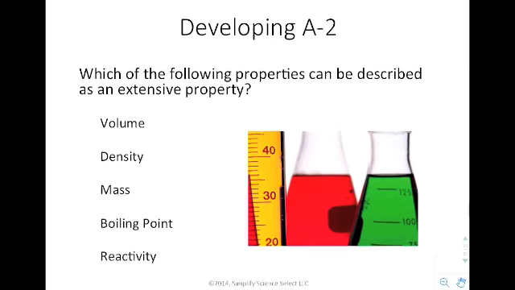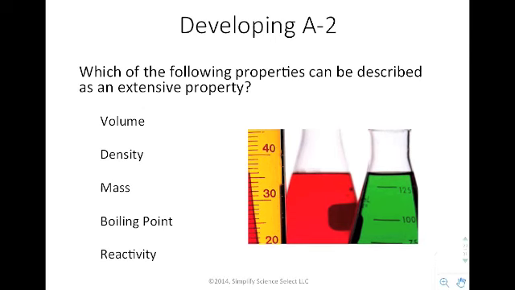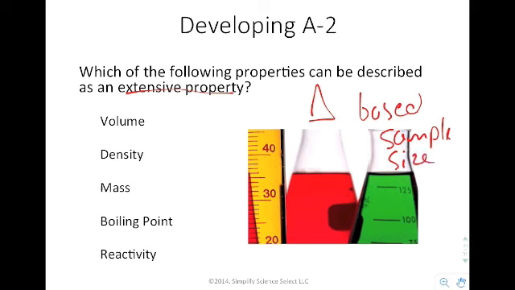Next, it says which of the following properties can be described as an extensive property. Now remember, the definition of an extensive property is one that changes based on sample size. Okay, so remember, anytime we see a triangle, it means change. So if you were to look at here, it says volume. Does the volume change as the size of the sample changes? And yes, it does.